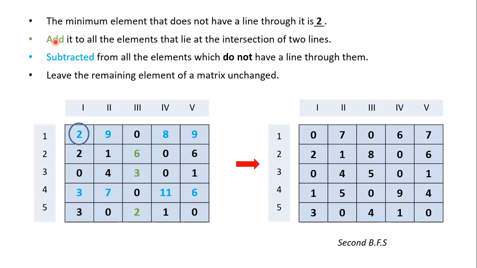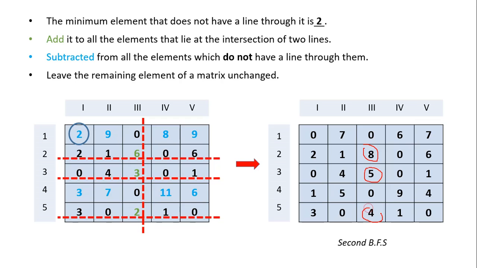Now the next is, we have to add 2 to all the elements that lie at the intersection of two lines. Now let me show you the lines. These are the lines. Wherever there is an intersection, we have to add this number 2 to all the intersecting elements. So here you can see 6 has been added by 2 and it becomes 8. 3 plus 2 becomes 5, and 2 plus 2 becomes 4. These are the intersection points.